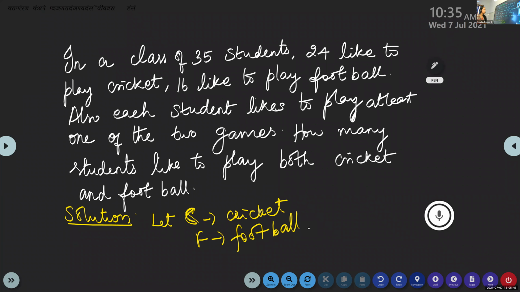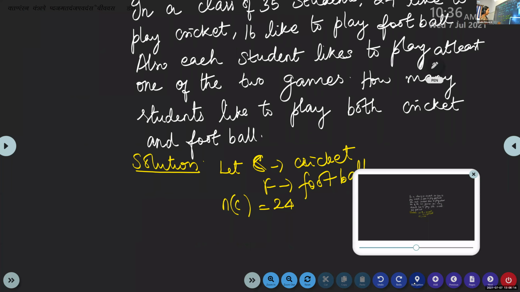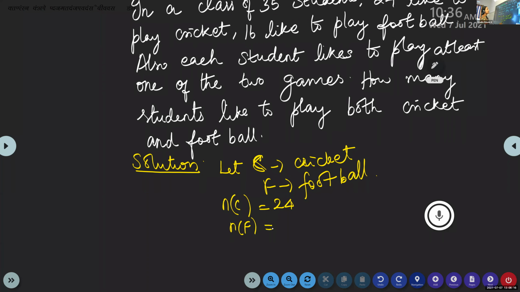Now look at here. 24 like to play cricket. That means, how will you write this one? C is the alphabet we are using for cricket. So we can denote this as n of C, isn't it? n of C is 24. 16 like to play football. That means n of F is 16.